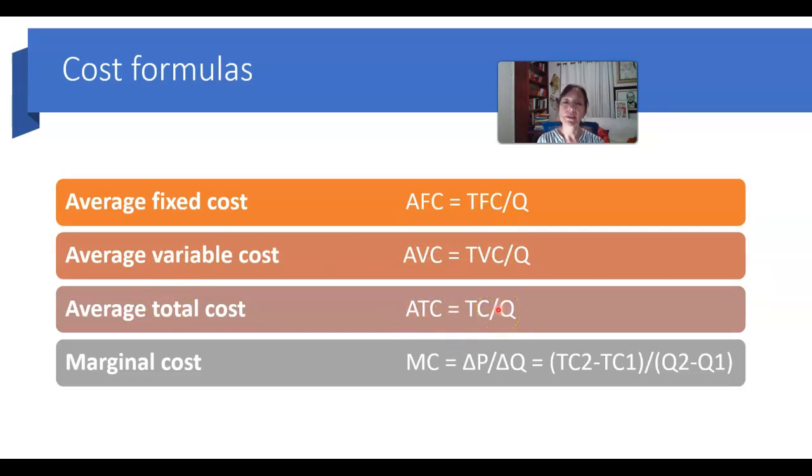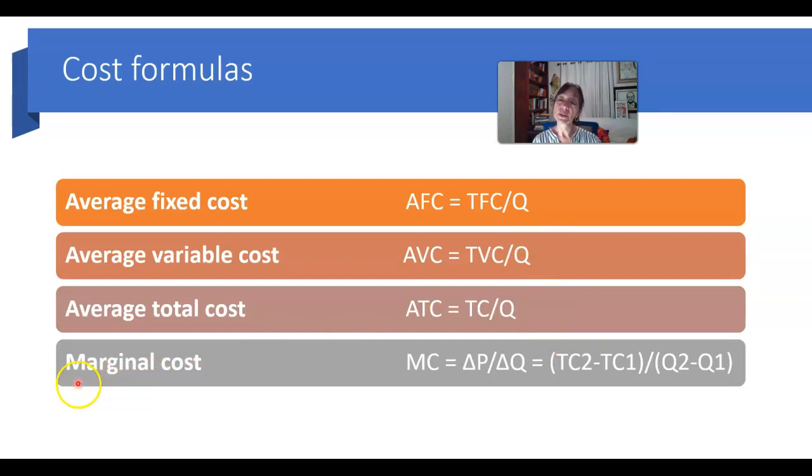Now, another formula that is interesting: if you took average fixed cost plus average variable cost, that would give you your average total cost. Okay, so write these down in a place where you can find them, because you're going to be using them a lot, not only here, but in your future classes.